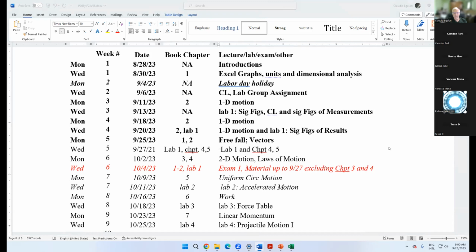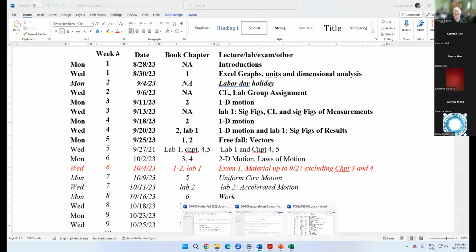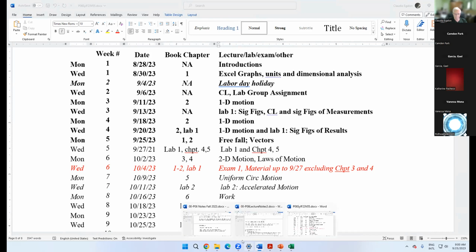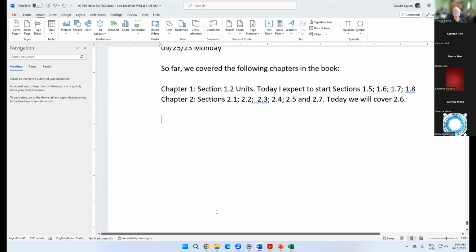More students coming in. See if we have any. Okay, and that's what we have so far.